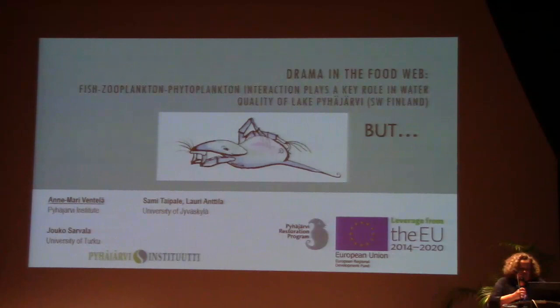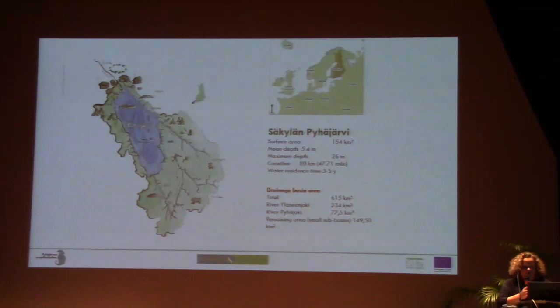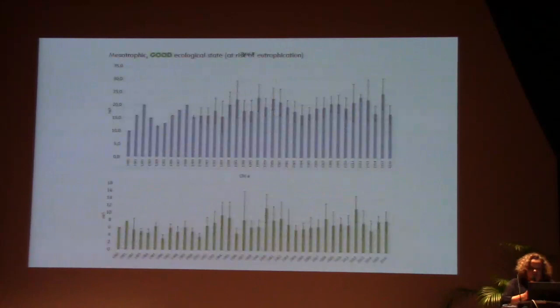Pyhäjärvi is situated in southwestern Finland, and it is 154 square kilometers in size, quite shallow, mean depth 5.4 meters. And it is situated in an agricultural area, so there are no other lakes in the catchment, and these incoming rivers are the most important source of nutrient load. It is a mesotrophic lake, as you can see, still in a good ecological state.